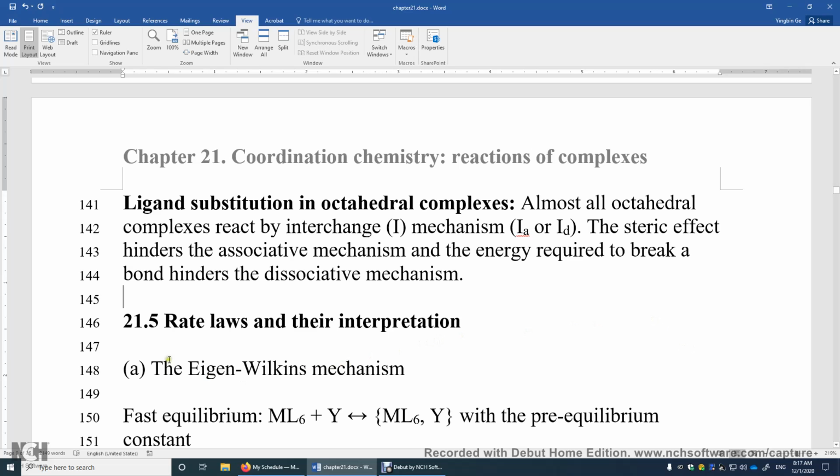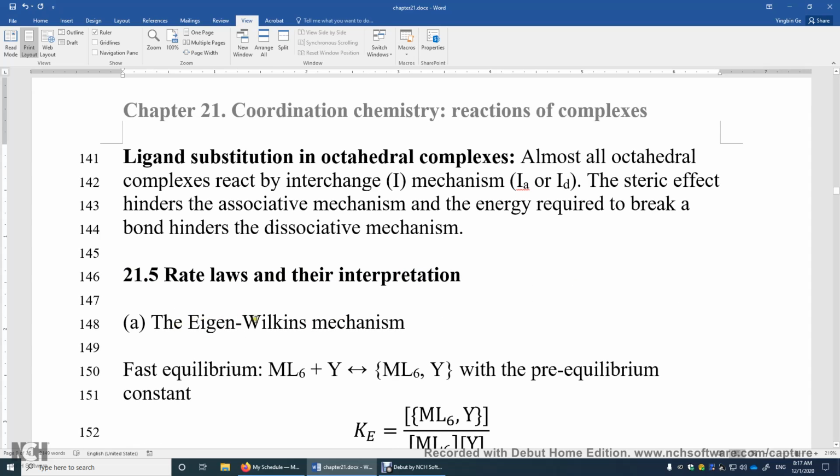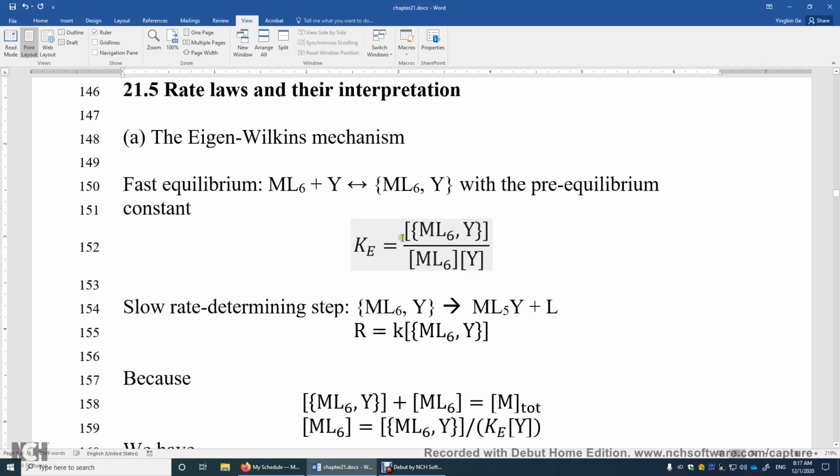So let's look at section 21.5, rate laws and their interpretation, the Eigen-Wilkins mechanism. So subsection A, the Eigen-Wilkins mechanism. In this mechanism, Eigen and Wilkins propose that it's possible for the entering ligand Y to form an intermediate structure with this ML6. This means Y is close enough to the transition metal center to form a partial bond. So again, Y is really close to the transition metal center.